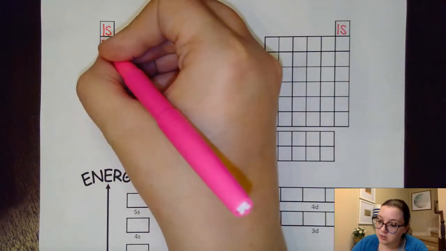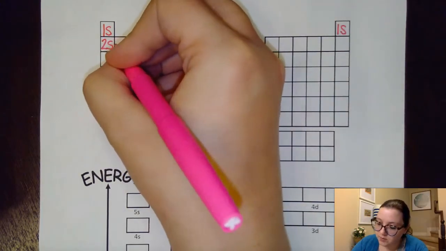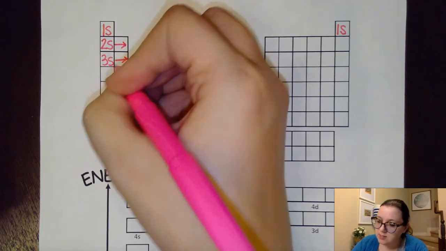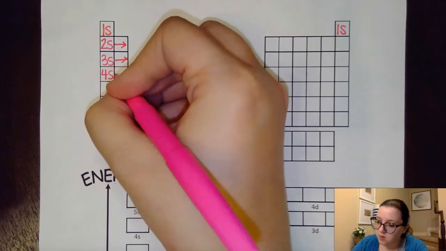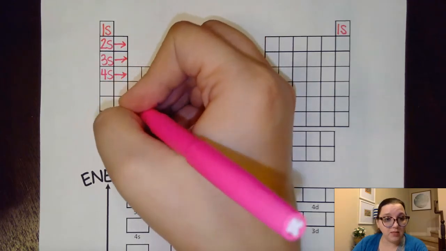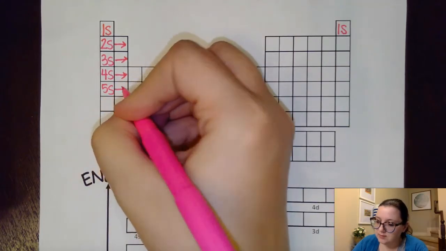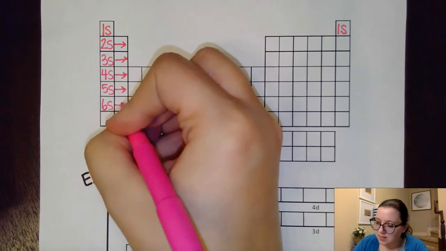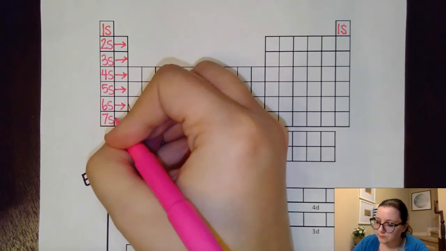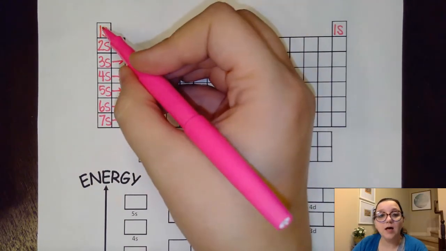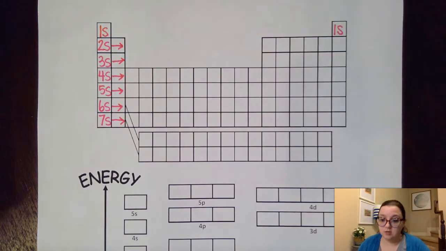So the second energy level, 2S, would fill up here, then 3S across, then 4S across. But you notice I'm stopping at the end of that section there. 5S, 6S, and then eventually 7S. So again, this is our S block, and we start filling up the S sublevel at the first energy level, number 1.